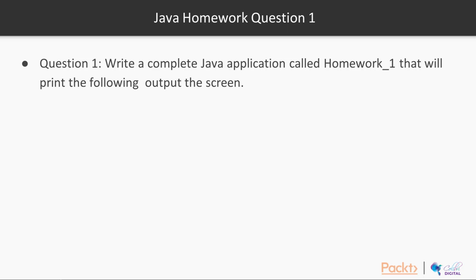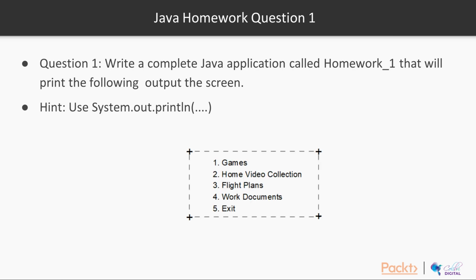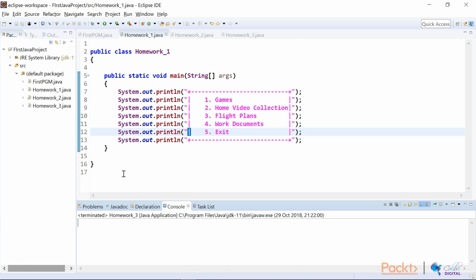Right, this was the question. Write a complete Java application called Homework 1 that will print the following output to the screen. We asked you to use System.out.println, and some imagination was required here, where we used the plus operator and probably the minus operator to produce a little bit of a fancy framework.